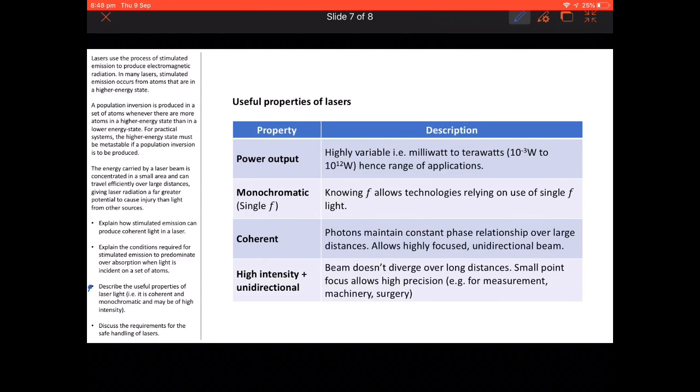And the last properties that we'll touch on are the high intensity of laser beams and the unidirectionality. And this means simply that the beam doesn't diverge over long distances. So because these beams can be highly focused, and you can have very small, precise laser beams or laser points, this allows for high precision. So if you need very accurate or very precise measurements for machinery, surgery, working on a micro level, the high intensity and unidirectionality of laser beams will allow for this.